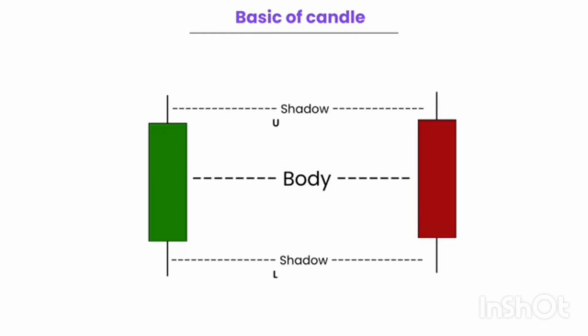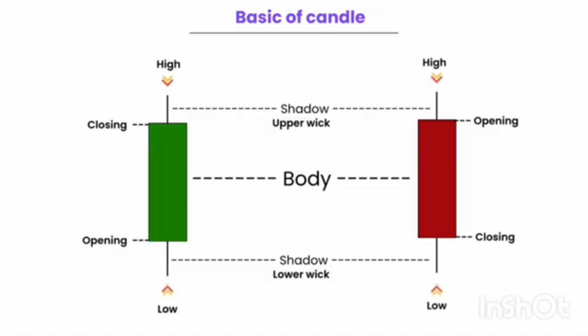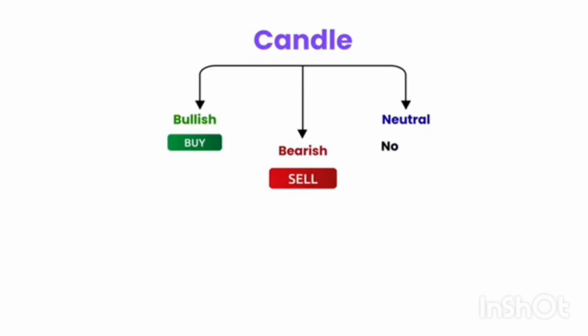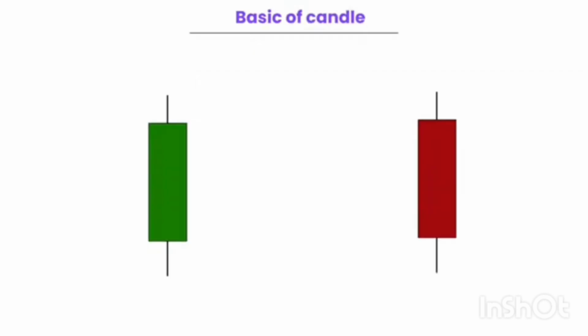That's exactly what we'll learn today. We'll understand the psychology behind candlestick patterns and why a pattern becomes bullish or bearish. Let's start with the basics. There are two primary types of candlesticks, green and red. The thick middle portion is called the body. The thin lines above and below the body are called the wicks or shadows. The upper shadow is called the upper wick, and the lower shadow is called the lower wick.